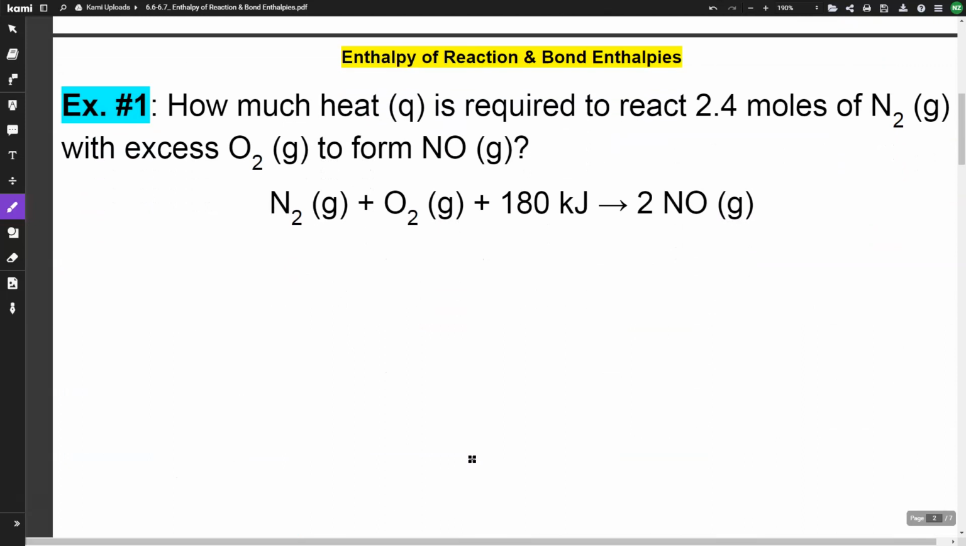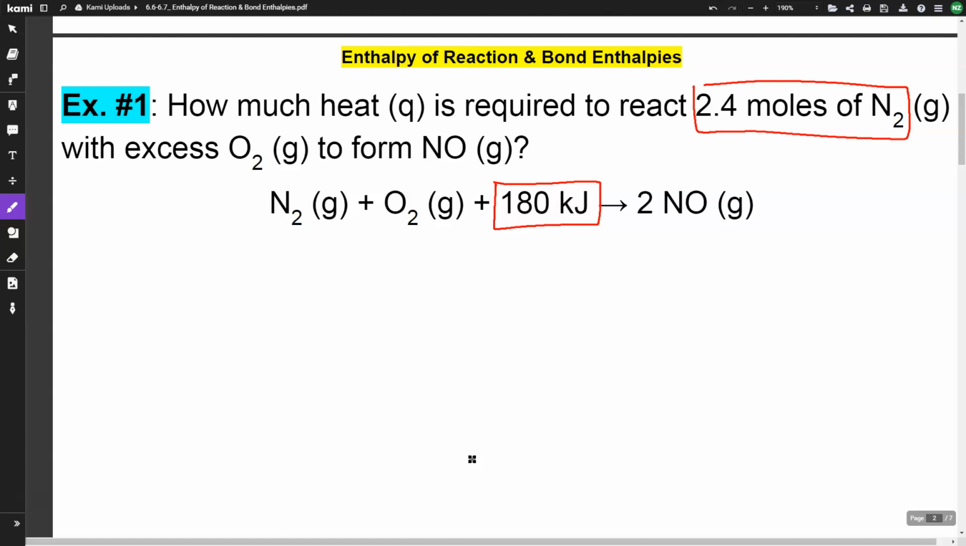In our first example, it says how much heat is required to react 2.4 moles of nitrogen with excess oxygen to form nitrogen monoxide. So we have 2.4 moles of nitrogen, and we also know that we have 180 kilojoules of energy in our reaction. The question is asking us how much heat is required to react the 2.4 moles of nitrogen. While we do have our energy in the reaction, it doesn't really tell us the full picture.